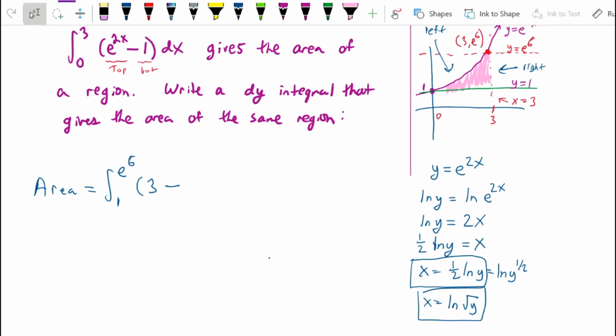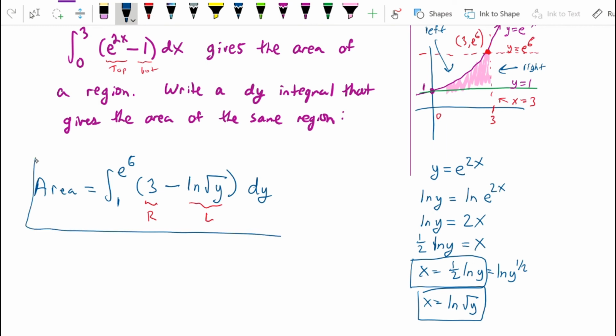It's certainly not required. So we can see that the left curve, which we're going to subtract, is ln the square root of y dy. I'll put this in. That's going to be the right, and that's going to be the left. And we can see that therefore that is a y integral for the same region as this is an x integral.